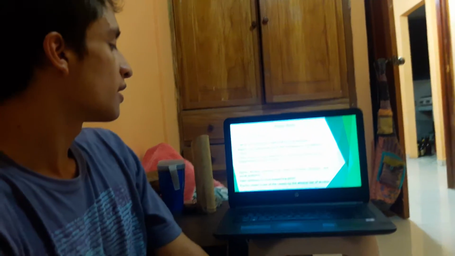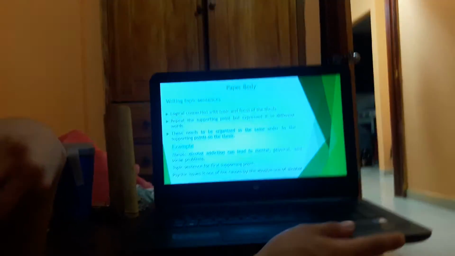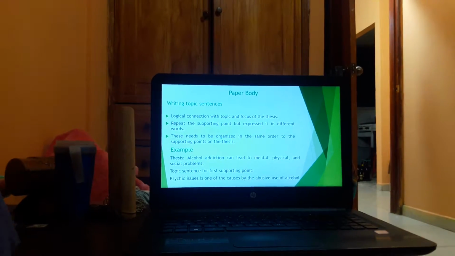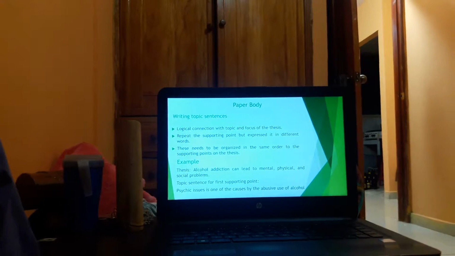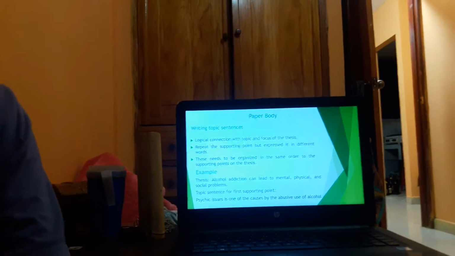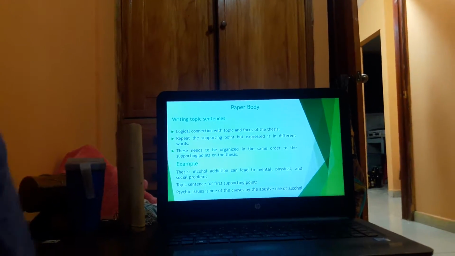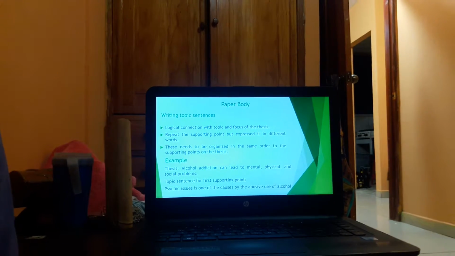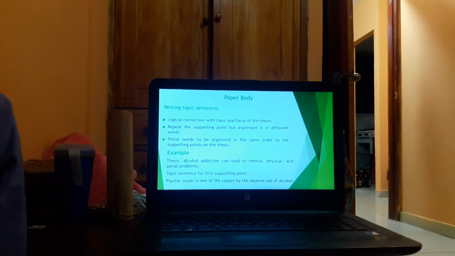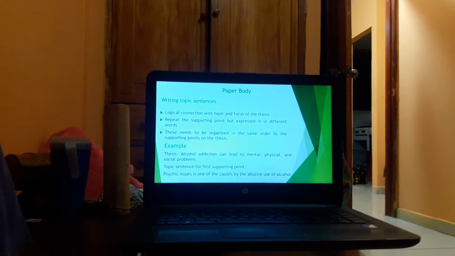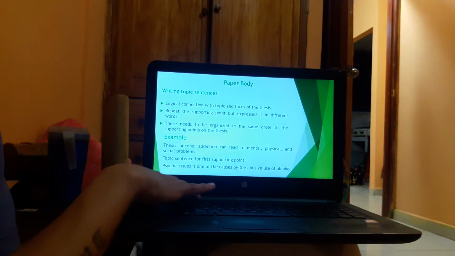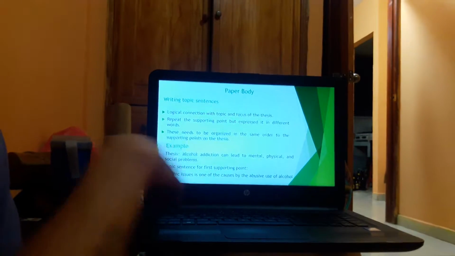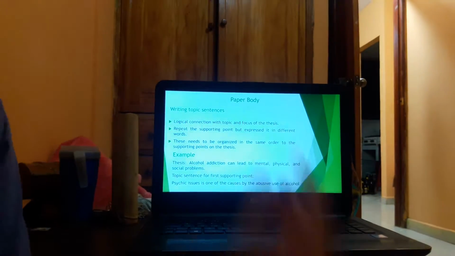For example, the thesis is: alcohol addiction can lead to mental, physical, and social problems. So as you can see, the topic sentence for the first supporting point, which is mental problems, is: physical issues are one of the causes of the abusive use of alcohol. As you can see, I expressed the topic sentence with other words, using physical, which is a synonym of mental.